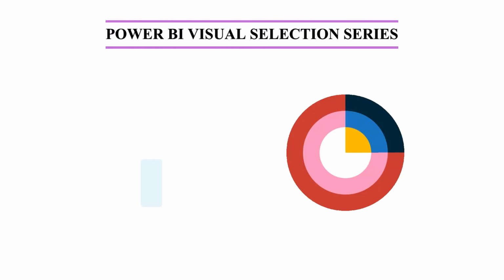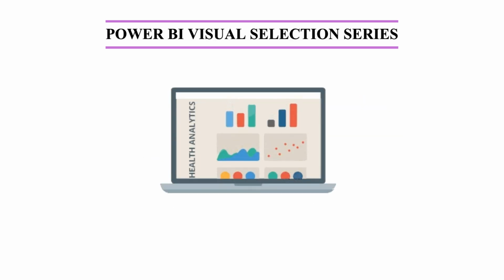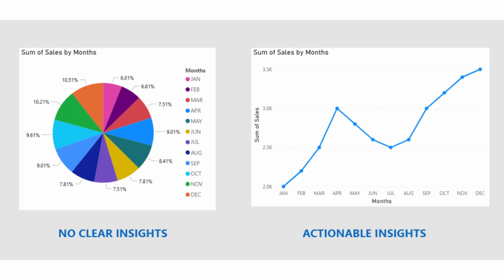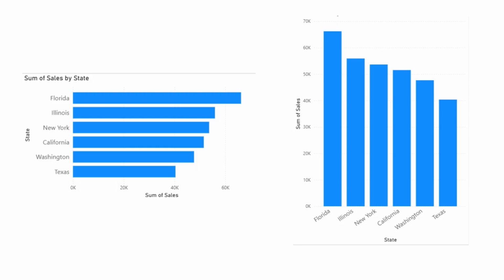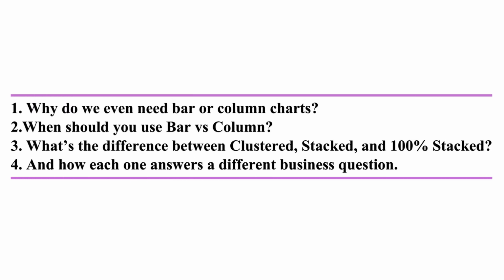From today, we are starting a new series, the Power BI Visual Selection Series, where we don't just learn visuals, we learn when and why to use them. Because in real business scenarios, choosing the wrong visual can completely change the story our data tells. And today, we are starting with one of the most commonly used but often misunderstood visuals, bar and column charts. In this video, we will answer all these questions.